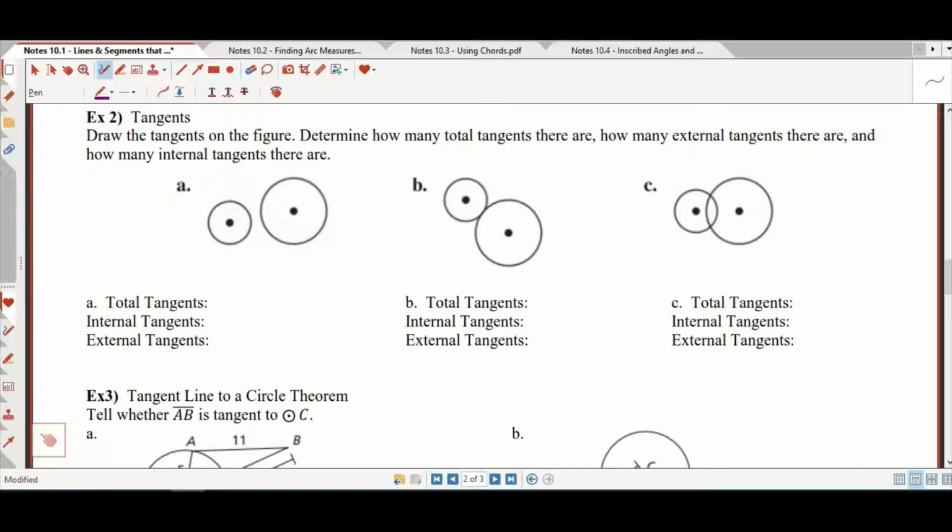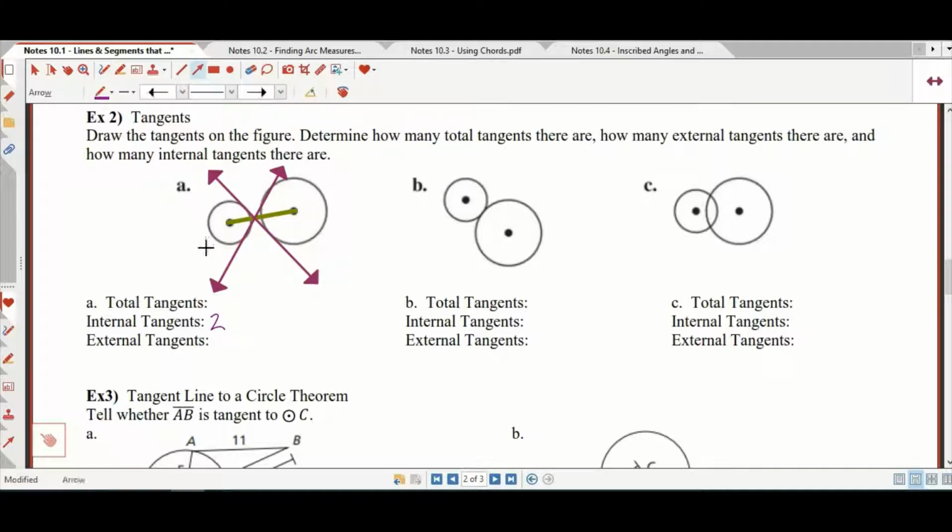Anyway, draw the tangents on the figure. Determine how many total tangents there are, how many external tangents there are, how many internal tangents there are. And I'm assuming it means how many tangents to both circles. So first, let's do the internal tangents. The internal tangents are the ones that are tangent to both circles and intersect the segment that goes through the center. So there are two internal tangents.